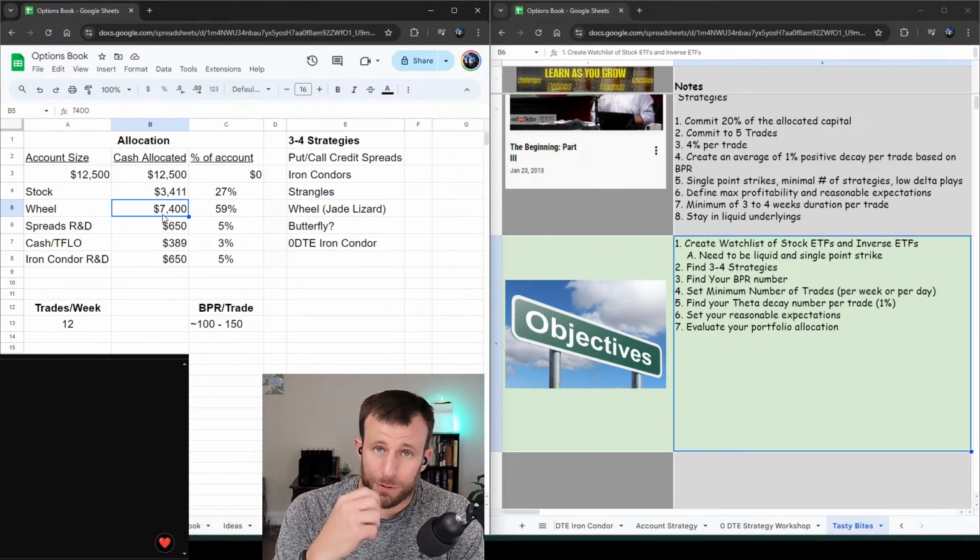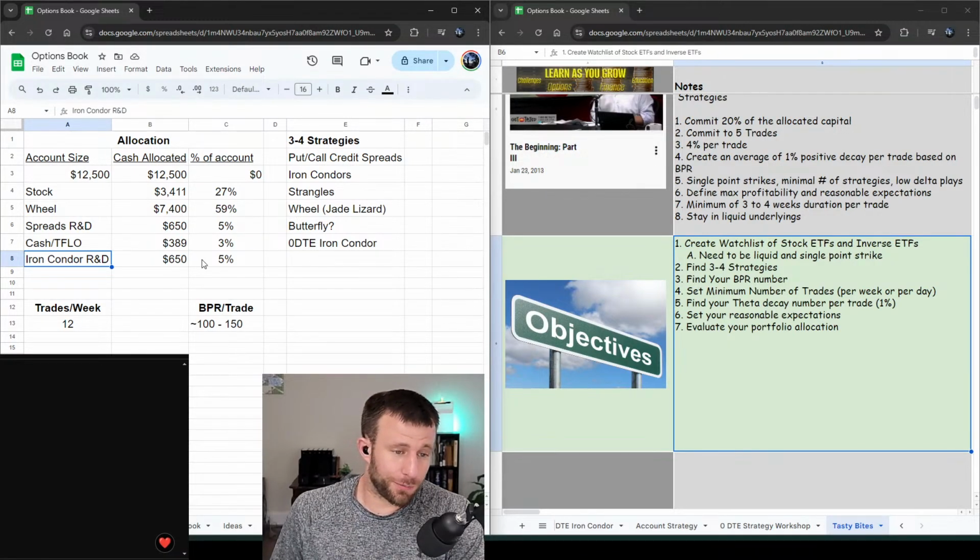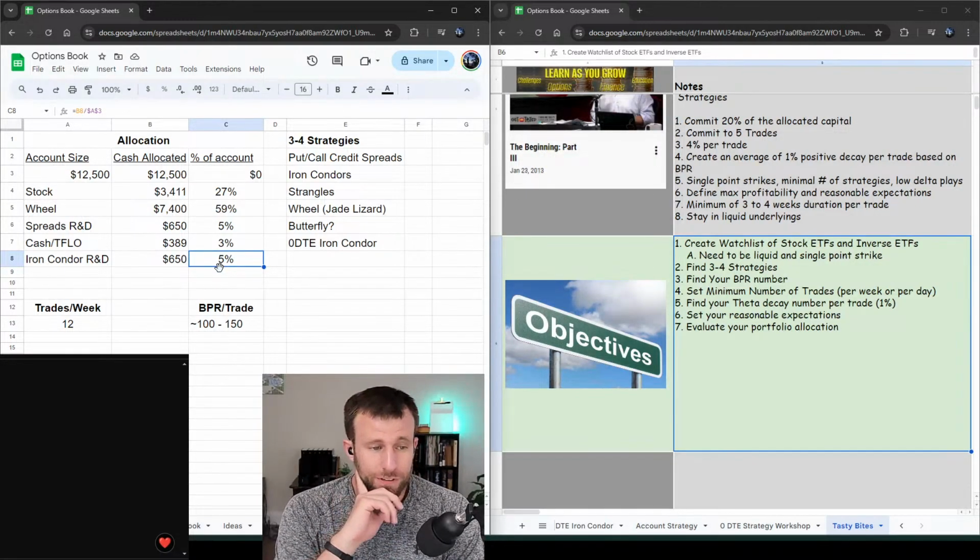So there's a lot of capital allocation, cash-wise, not margin-wise, but cash speaking, that's in the wheel strategy should they get in the money and I let them expire. So I do have a lot of capital in that. And then I've got 650 in R&D spreads. That's the credit spreads that I was talking about. That's 5%. And then R&D, research and development, I'm going to do the iron condor. That includes my 0 days to expiration, 5% as well. So there's the 10% for my R&D, doing the iron condor and the spreads.